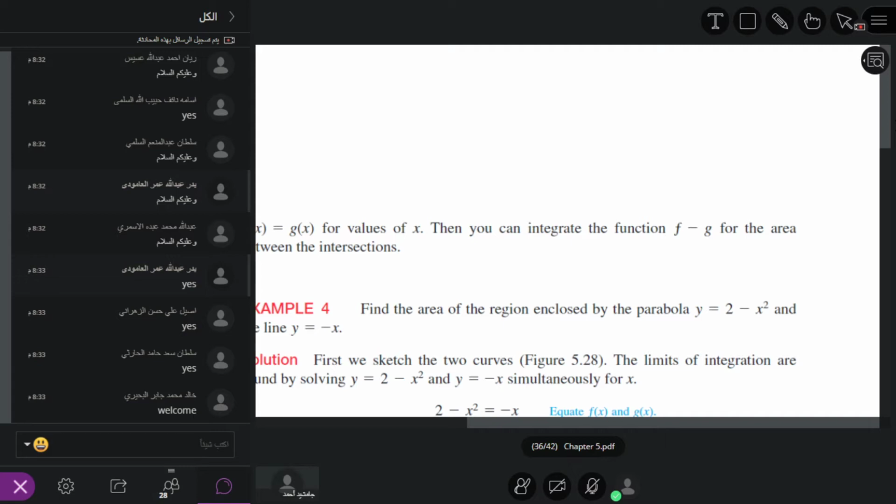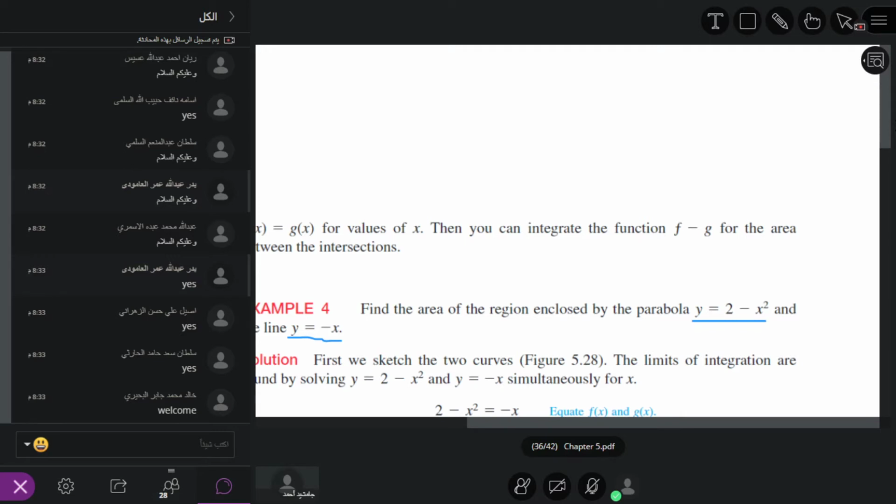So first of all, we have two functions here: y is equal to 2 minus x square and y is equal to minus x.